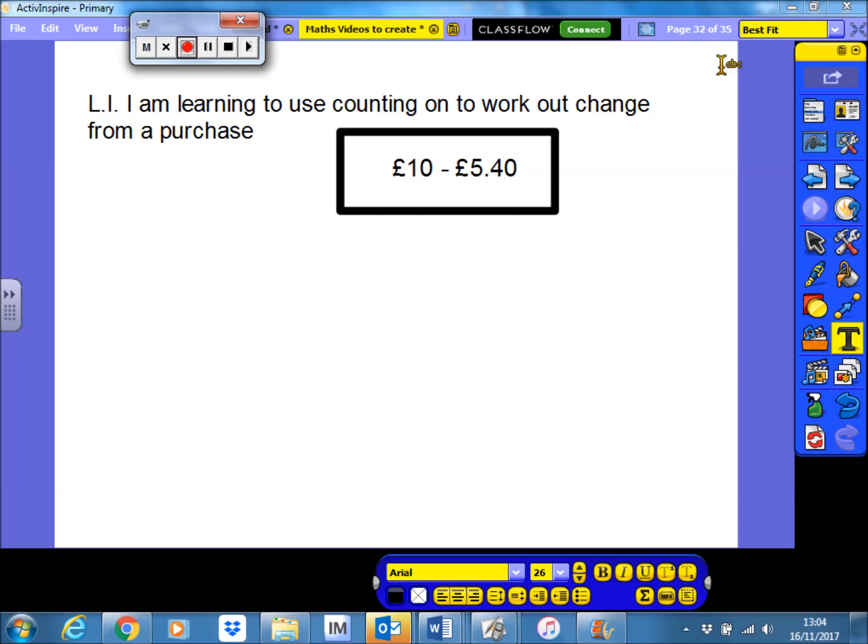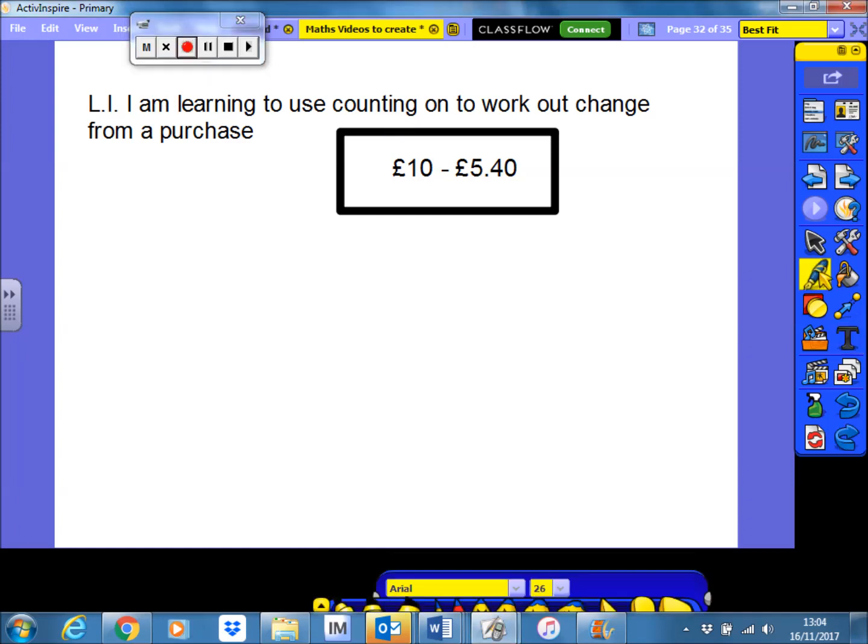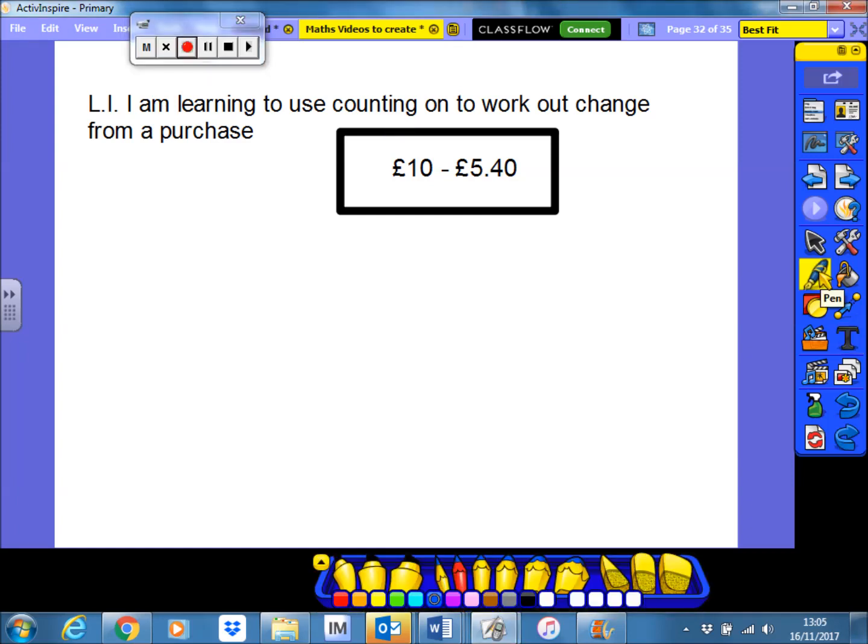Hi guys, in this video we're learning to use the counting on strategy to work out change from a purchase. This is a common strategy that's used anytime we're out shopping and we need to work out the change that we're going to get from an item that we're buying. Anytime we're working out change, it's effectively just a subtraction calculation.